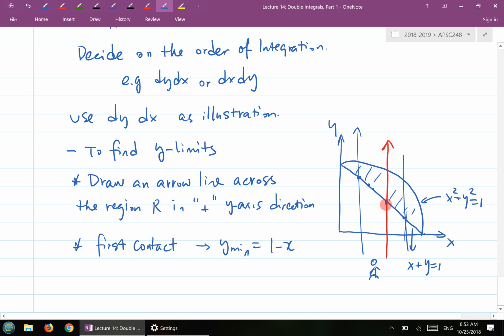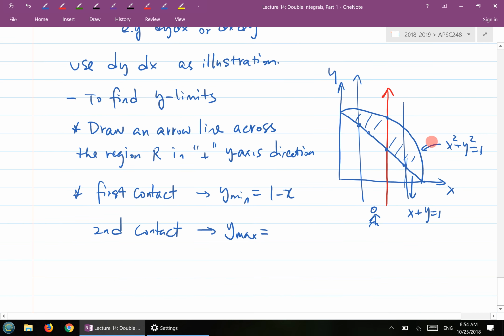And if you keep going here, you will go into this region. At a certain point, you're going to exit this region, and that's what we call the second contact. Second contact gives us the maximum limit for the so-called y max. And this y max in this particular region is always on this outside circle curve.